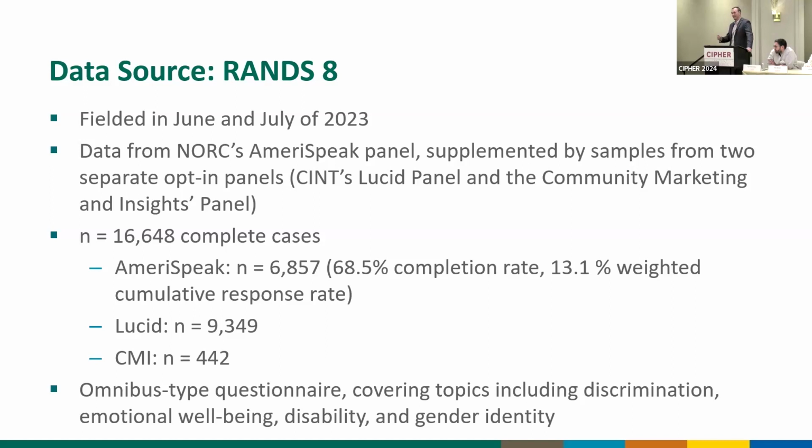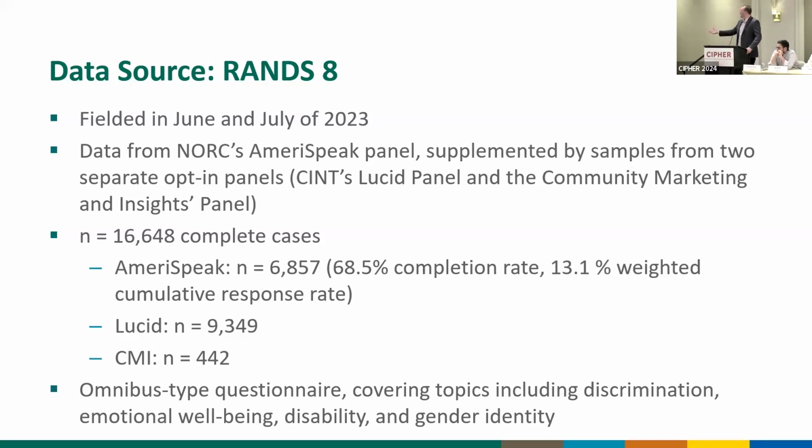But in this case, and in actually the last couple of rounds of RANDS, we've been supplementing our probability panel with an additional opt-in sample in an effort to target specific groups. In this case, we had a bunch of research questions on gender identity. We're exploring how to best measure gender identity. And so we use that opt-in panel to basically oversample gender minority individuals so that we could do more evaluation of their responses.